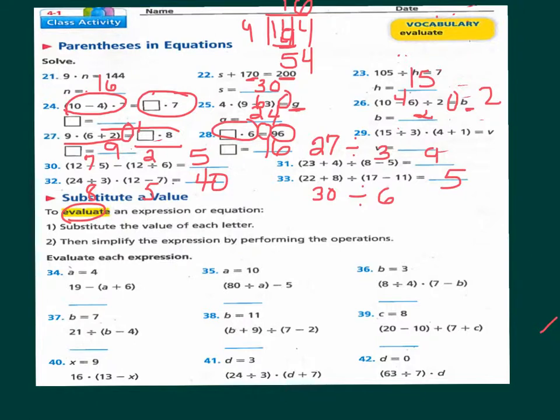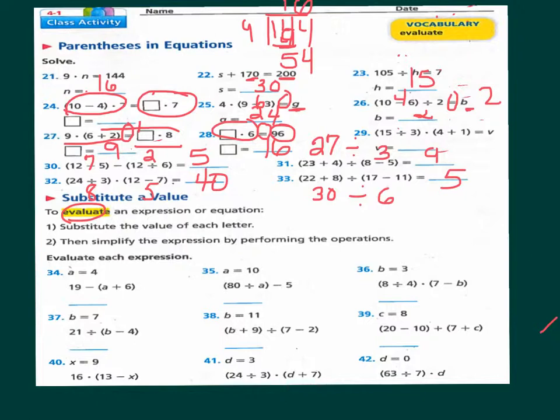All right, the next part tells us we need to evaluate an expression or equation. Substitute the value of each letter. So evaluate means just to solve it. That's all it means. It's a fancy way. Substitute the value for each letter. So they're telling me take the value that the variable gives me and replace it. Then simplify the expressions.